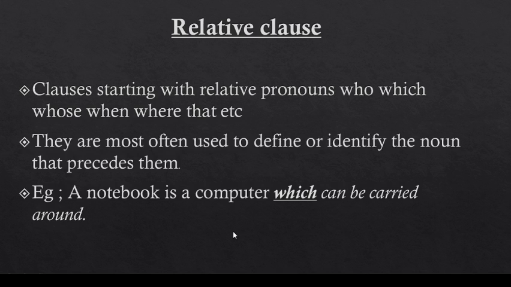Then, relative clause. The clauses starting with relative pronouns like who, which, whose, when, where, that, etc. are called relative clauses, and they are most often used to define or identify the noun that precedes them. Example: a notebook is a computer which can be carried around.